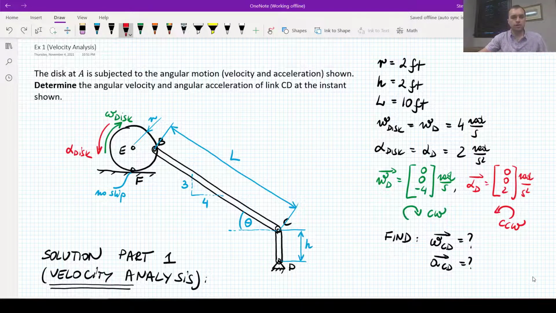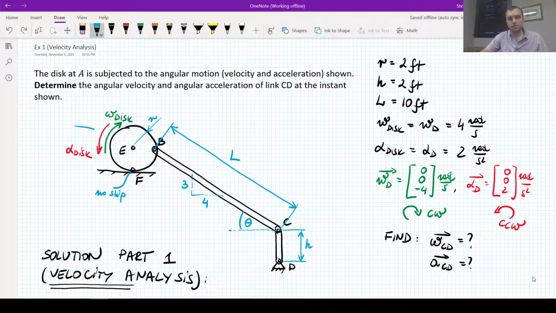Alright, so what do we have in here? We have three bodies, right? We have our disk here. We have link BC here. And we also have link CD. In the problem statement, they ask us to find omega and alpha of this little link.